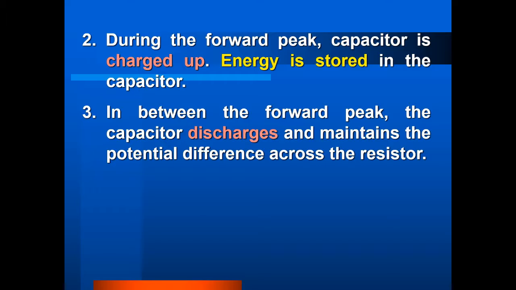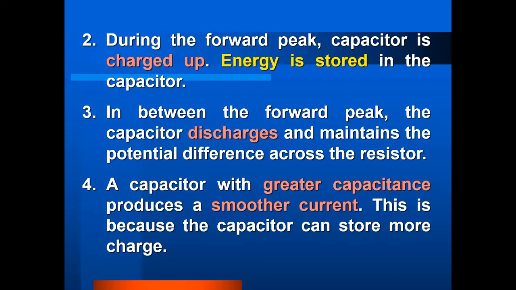And then in between the forward peak, the capacitor will discharge. In between the forward peaks, the voltage is low, so the capacitor will discharge. Discharge here means it will supply the energy, so it maintains the potential difference across the resistor. Remember, the resistor just now is the output.